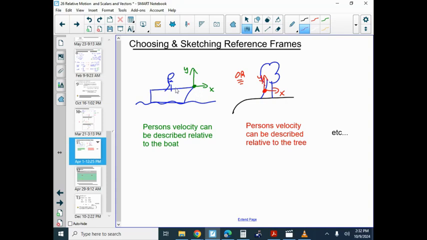So picture being in a boat. You're looking at your velocity relative to the boat. The green one could be described. So you're probably 0 unless you're walking around, or it could be relative to the shore, in which case you're going to have the same velocity as the boat, maybe, if you're stationary in the boat, and so on. So just visually seeing where you're choosing a reference frame can be labeled like that. It's not something we're going to do a whole lot, but it just makes sense to show.